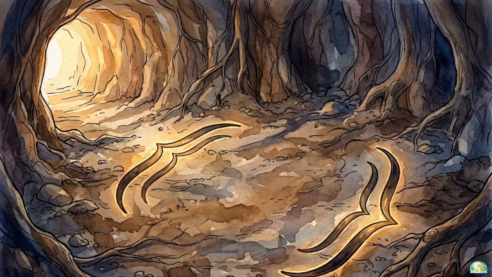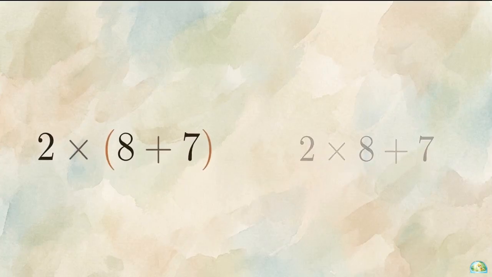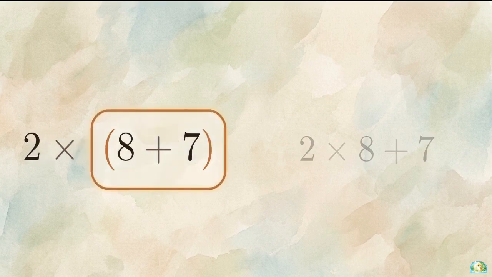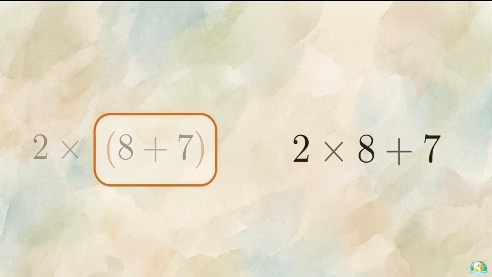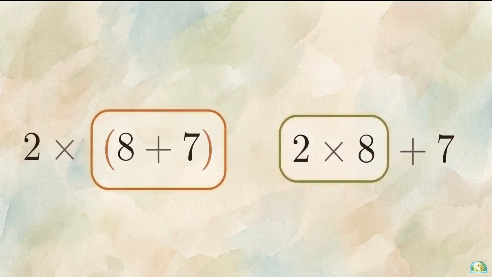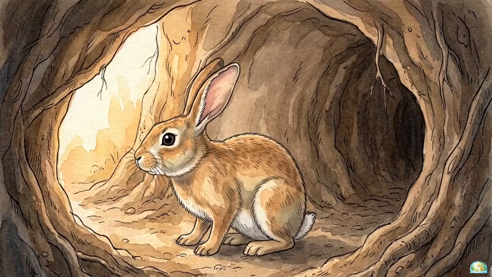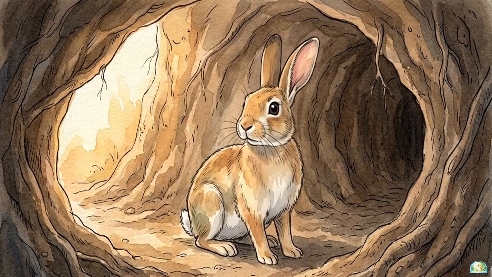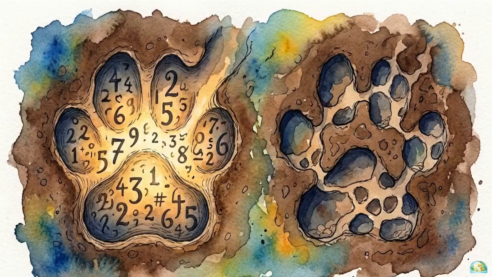Let's test this logic. What happens if we use the exact same numbers, but change where the architectural walls are placed? Check this diagram. On the left, we have 2 times the sum of 8 and 7, with walls around the entire addition step. On the right, we have 2 times 8 plus 7, with walls isolating only the multiplication. The digits are identical, but shifting those parentheses alters the entire layout of the problem. One doubles the whole sum, the other only doubles the 8. The structures are completely different.